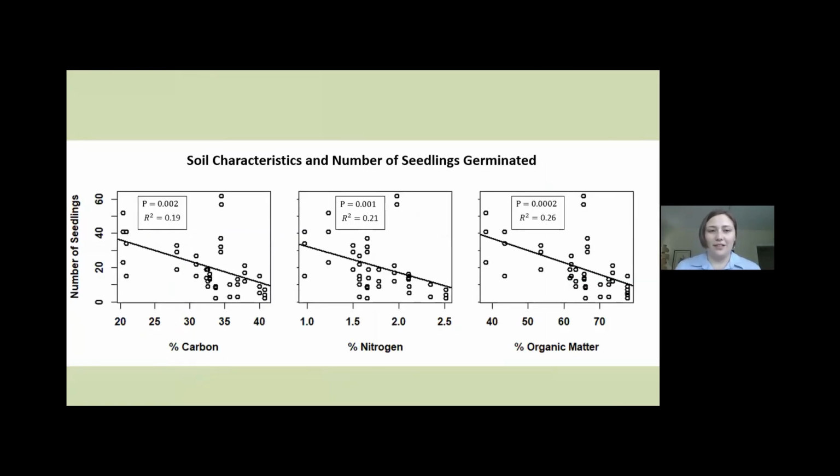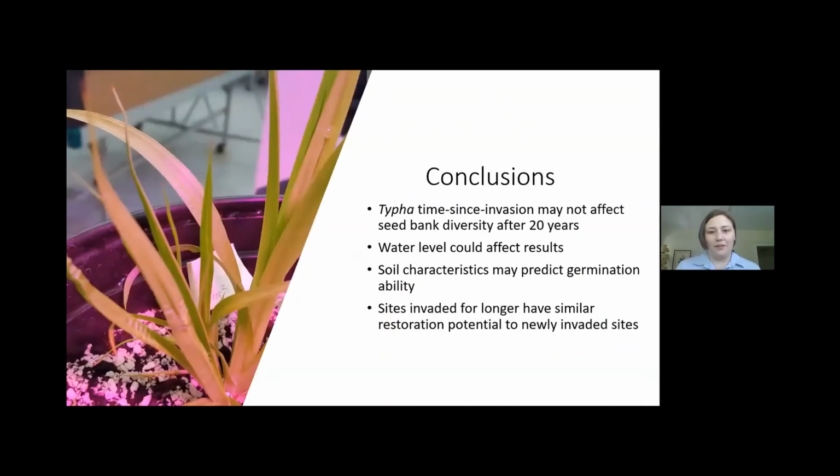And this is interesting, if anyone's interested in this, please let me know. As the concentration of soil nutrients increased, the total number of seedlings decreased, which may be because Typha's mechanism of invasion increases the nutrients by creating an excess of litter. So what we found is that sites that have been invaded for longer might still have good potential to be restored, similar to newly invaded sites. They might have that same regenerative capacity.